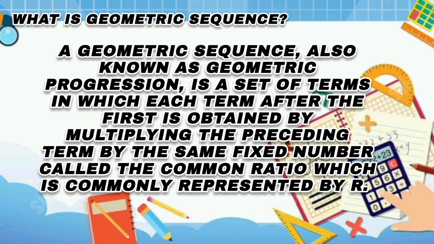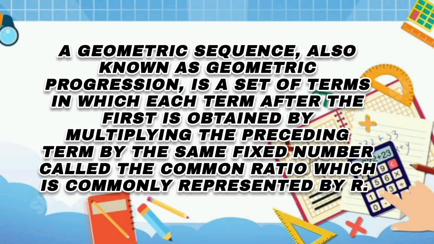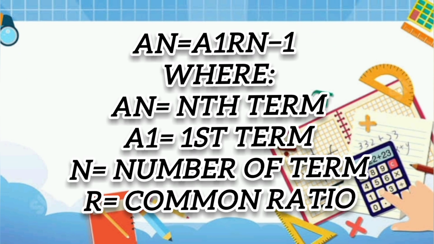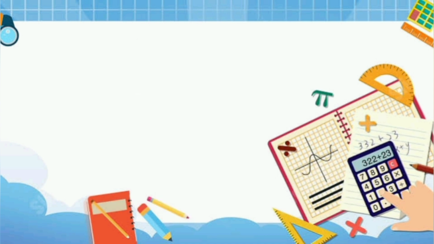A geometric sequence, also known as geometric progression, is a set of terms in which each term after the first is obtained by multiplying the preceding term by the same fixed number called the common ratio, which is commonly represented by r. The general term or the nth term of the geometric sequence is given by a sub n is equal to a sub 1 times r raised to n minus 1, where a sub n is the nth term, a sub 1 is the first term, n is equal to the number of terms, and r is equal to the common ratio. I will give you examples.